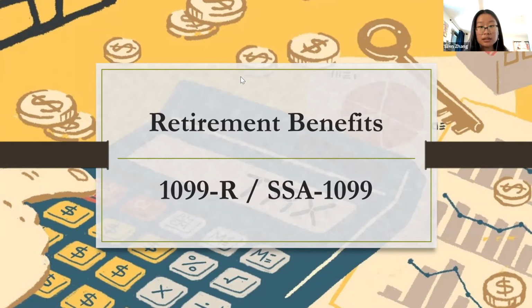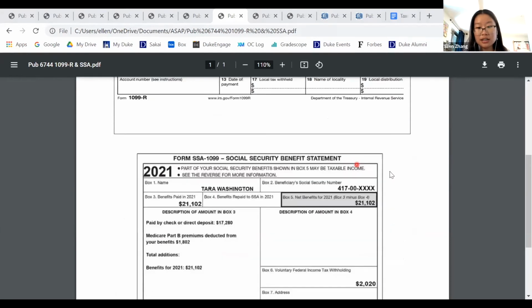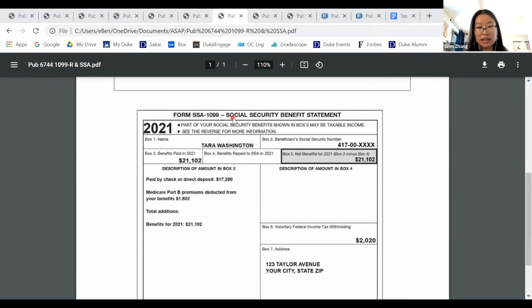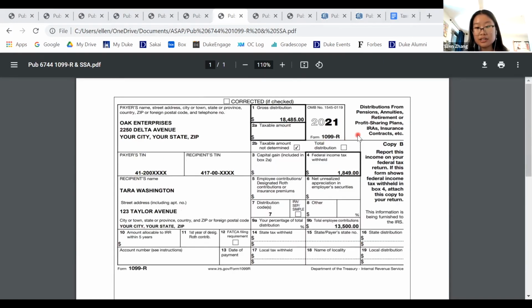So let me again reshare a mock 1099R and then SSA 1099. So this is a 1099R. The difference between 1099Rs and SSA 1099s: you can see here's an SSA 1099. This is specifically for Social Security benefits. So SSA means Social Security, and then 1099Rs are just retirement accounts in general, excluding Social Security. So pensions, retirement saving plans, or IRAs, these would all go under a 1099R.